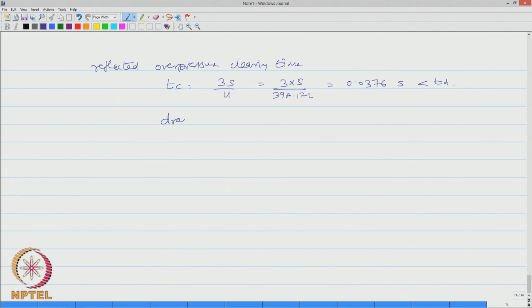The drag coefficient, we take it as 1.0 in this case, and the stagnation pressure is given by Ps is equal to Pso plus Cd into Q0. In my case, it is 40 plus 1 into 5.12, which is 45.12 kilopascals.